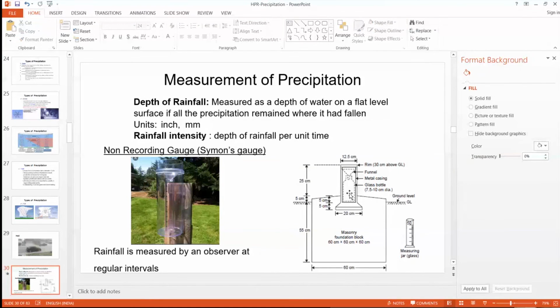For non-recording gauges, the employee in charge of the rainfall measurements takes measurements every day at 8:30 a.m. He rinses the container, takes this glass bottle, and then measures the amount of rainfall that occurred in the previous day.